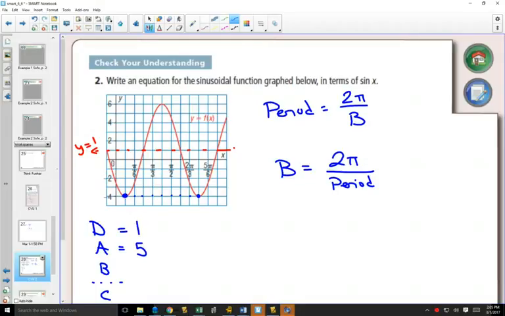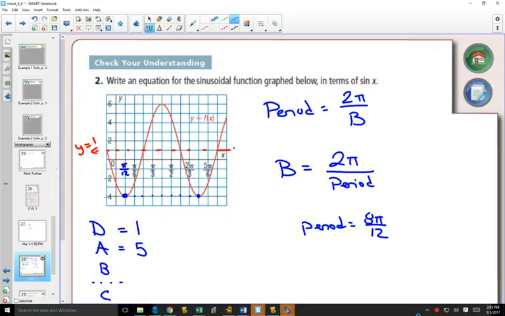One square is not 1, because 2 squares is pi over 6. 1 square would be pi over 12. So my period is equal to 8 of those, or 8 pi over 12.